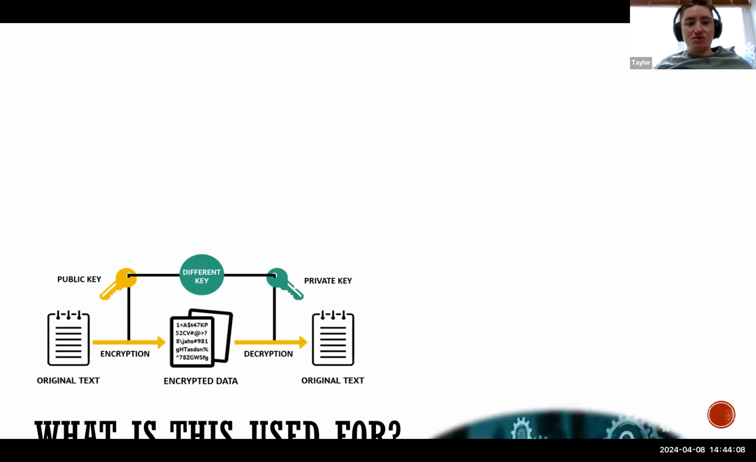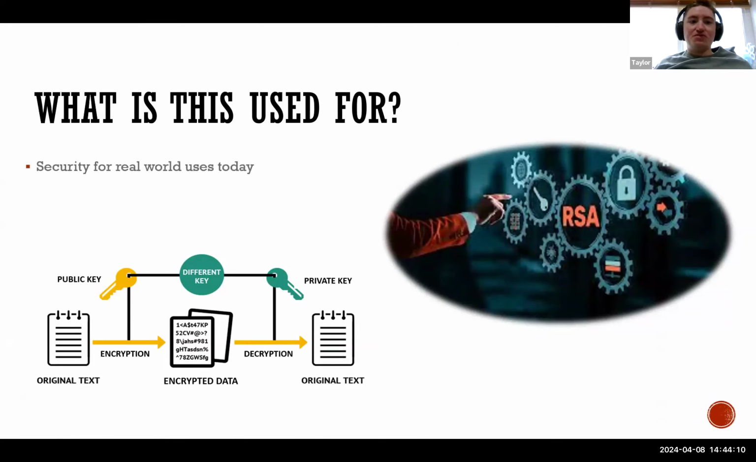All right, so what is this used for? RSA encryption is used for the real world today. It's specifically used for transmission, like Bluetooth and Wi-Fi, messages in general, and so forth.